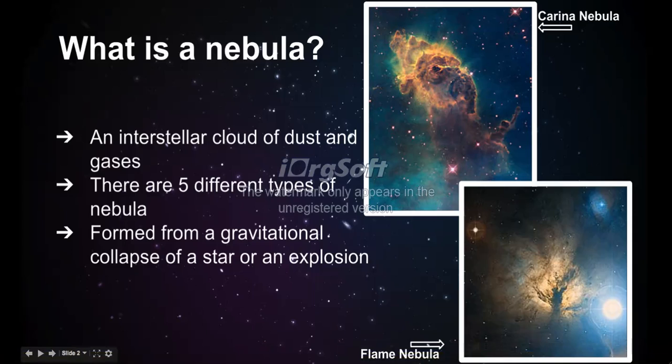What are nebulae? By definition, a nebula is an interstellar cloud of dust and gases, like hydrogen and helium. There are 5 different types of nebulae: emission, reflection, planetary, dark, and supernova remnants. Some are formed from the gravitational collapse of gas in an interstellar medium, or ISM for short, although some are formed in the aftermath of supernova explosions.